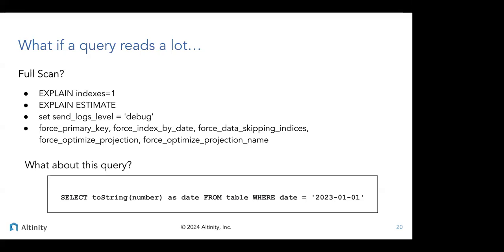And there are some flags you can toggle to see if your query uses a primary key. For example, if you toggle the flag called force primary key and your query starts failing, it means that your query was not using the primary key, which is very bad. If you toggle force index by date, which is quite an unfortunate name, it's actually the partition key index, and your query starts failing, it means that you don't have any conditions on your partition keys, and so on. The same goes for skipping indexes, projections and so on.